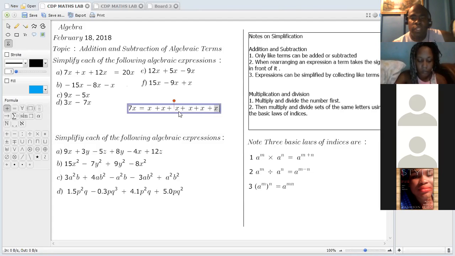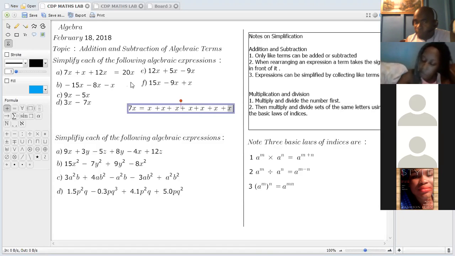Yeah, so what 7x really means is 1, 2, 3, 4, 5, 6, and another x. So that's 7 x's. So 7x really means 7 x's. So if you were to remove the number from the 7 and write them out as x's, you add another x, you get 8x. And if you remove the 12 and write them out as 12 x's, you add 12 x's to the 8x, and that gives you 20x. So that's basically how it's supposed to be done.